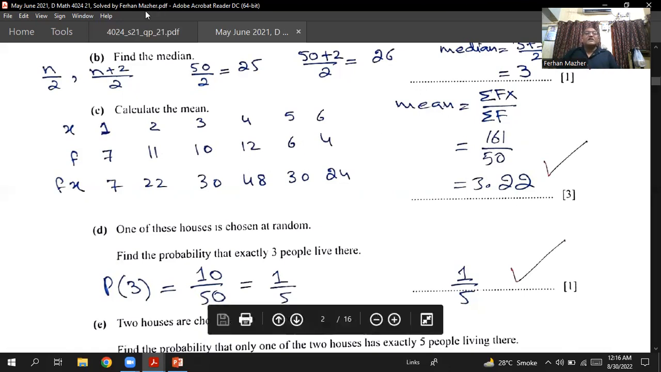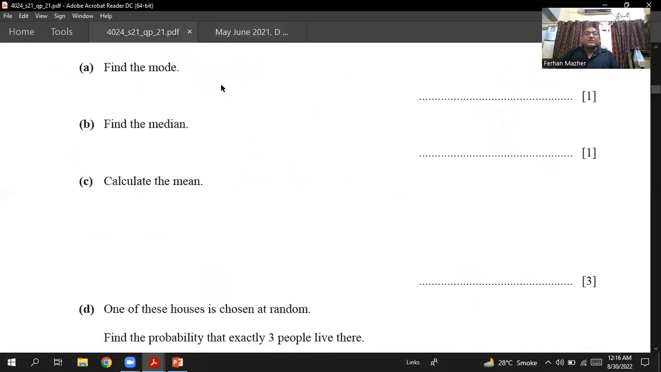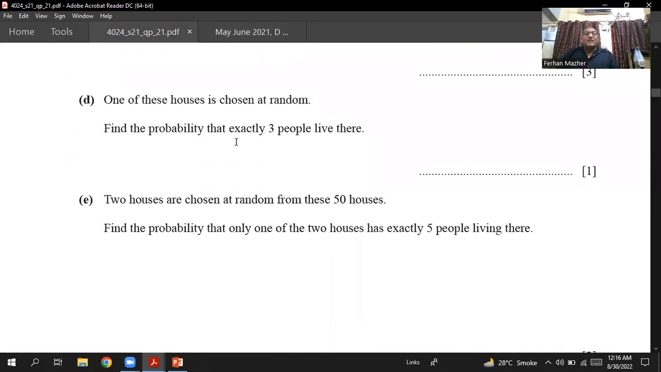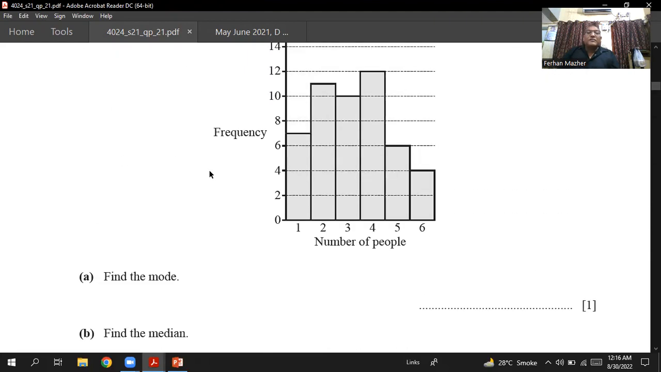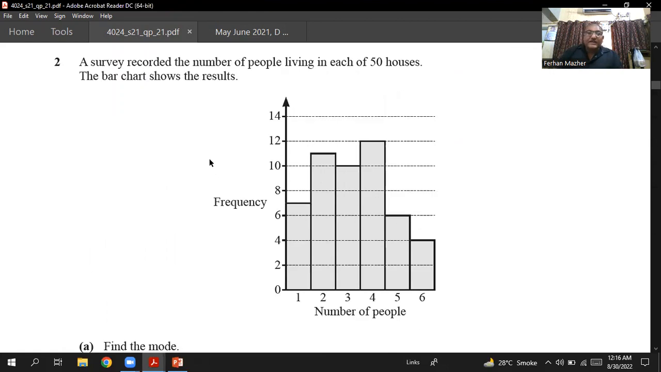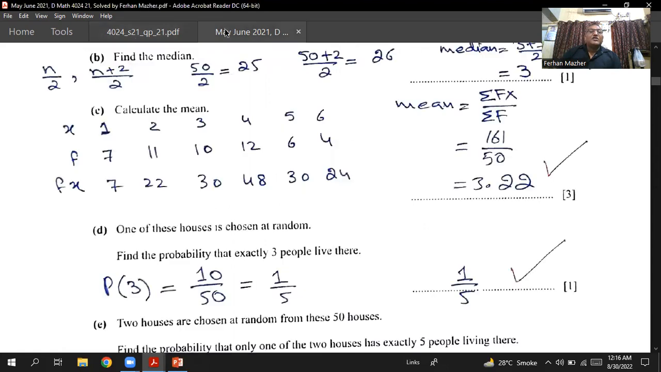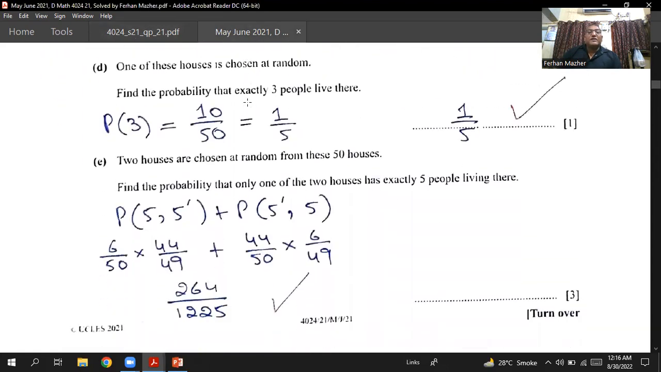That was a 3-mark question. Then it says, one of these houses is chosen at random. Find the probability that exactly 3 people live there. Okay, so for 3 people, the frequency is 10 and the total frequency is 50. So the probability of choosing a house which has 3 people in it will be 10 divided by 50, and that will be 1 by 5.